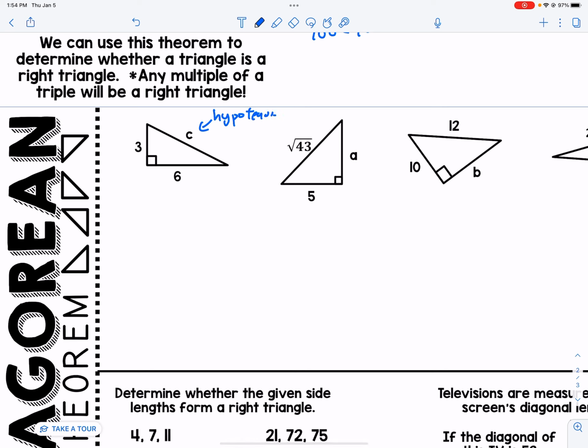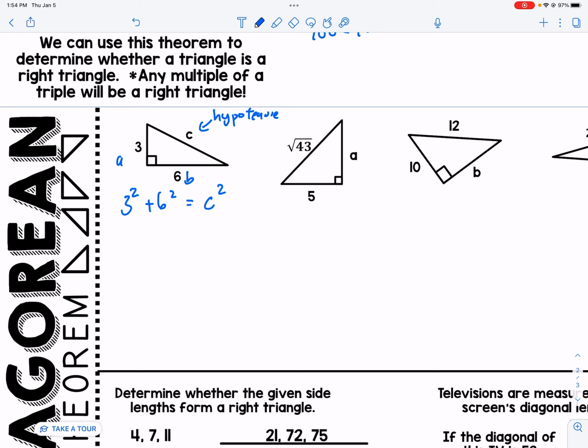Hypotenuse. So here's A and here's B. Again, it doesn't matter which one's A or which one's B. You could have it interchangeable between these two. So we'll have 3 squared plus 6 squared equals C squared. And again, the order of these two doesn't matter, but C has to come by itself.